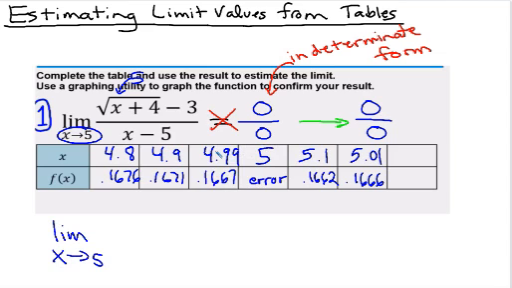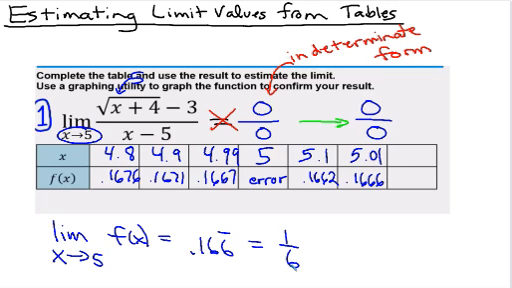Sorry for that interruption. The limit as x approaches 5 of this function, I'm just going to put f of x, is 0.166 repeating. Now that is a common fraction, by the way, that you may or may not have remembered. That's 1/6.